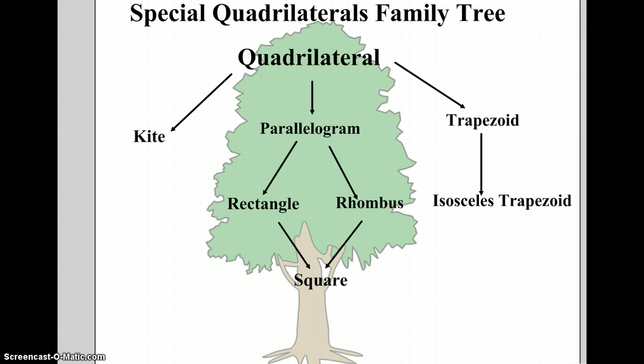Here's my special quadrilateral family tree. The founder of my family is the quadrilateral, that we know is a four-sided polygon. So from the four-sided polygon, any random four-sided polygon, there are some special specific types of quadrilaterals. The first is a kite.